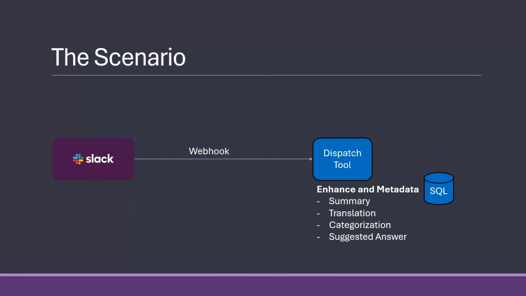But the scenario is I help a company who uses Slack as their primary support tool. So we need to take Slack, which is a fairly dumb system. It just has the text. It can't really have metadata and stuff, and we want to enhance that data in a small dispatch tool that we have. So we enhance the Slack messages and the replies with some summaries, some translations, some categorization, and a suggested answer. And all that data we store in a SQL Server.